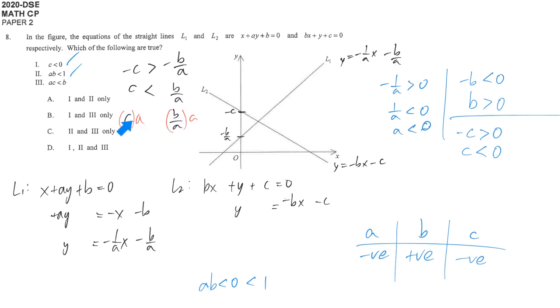Whenever you times the unknown, you have to think very carefully: is that unknown positive or negative? We already found a is negative, so it will trigger a change in the direction. Therefore, we have the conclusion that ac should be larger than b, which is not the same as the statement here. So only 1 and 2 are correct.